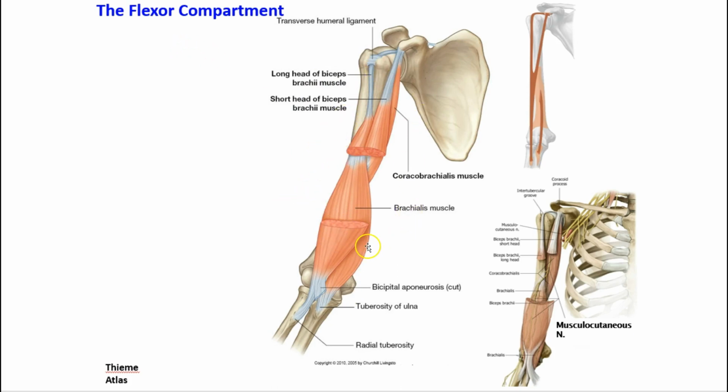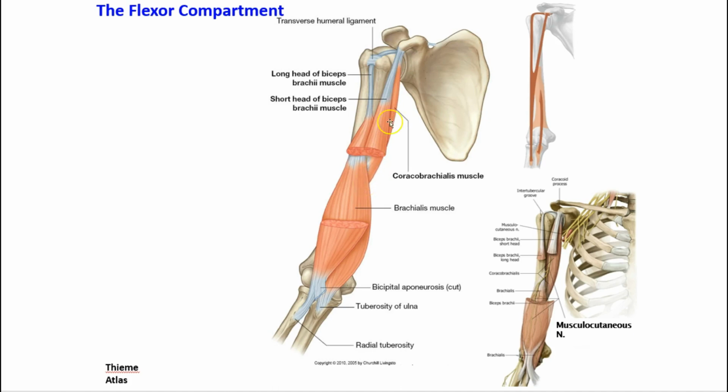Here we see the flexor compartment and its three muscles. Superiorly, we have the coracobrachialis. Now, let's take a look at the name, and we can break down this muscle. Coraco, meaning it emanates from the coracoid process, and brachialis, meaning it's going to attach also to the brachium, or the humerus. So here it is going from the coracoid to the humerus.